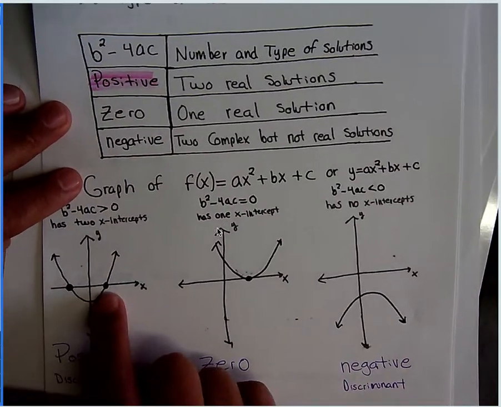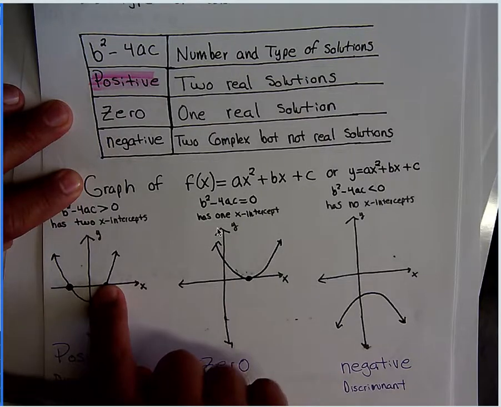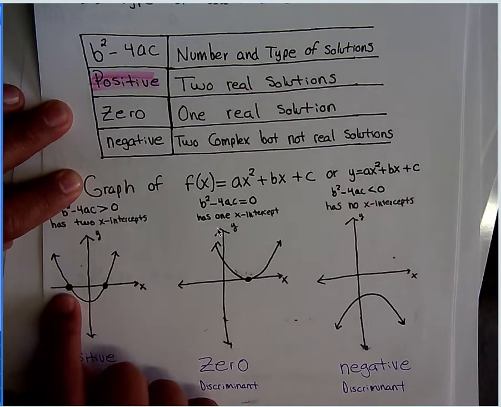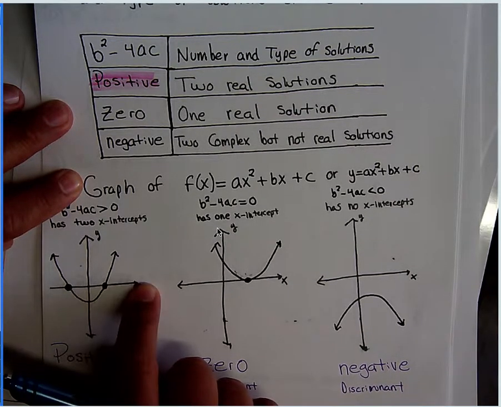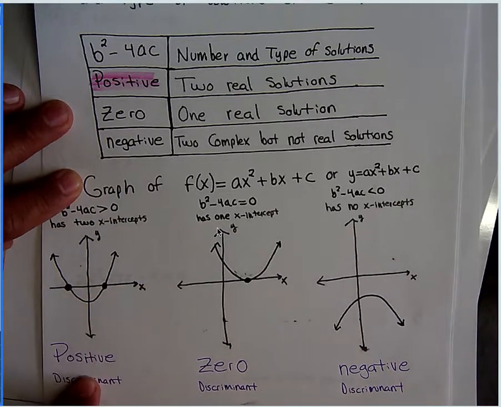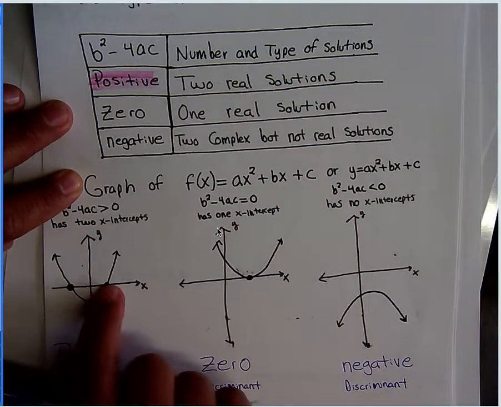Graphically, this is how it looks. The positive discriminant gives two real solutions, these two dots where the graph intersects the x-axis. Those are the solutions that we've been working with. Solutions are always the points where the graph intersects the x-axis. So a positive discriminant is going to give you two solutions, those two dots.